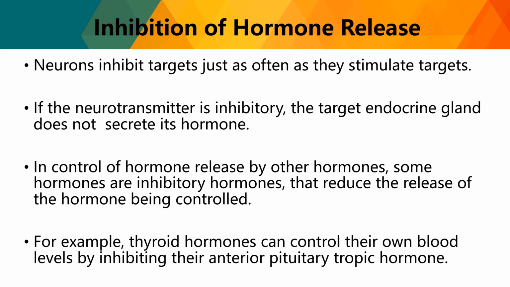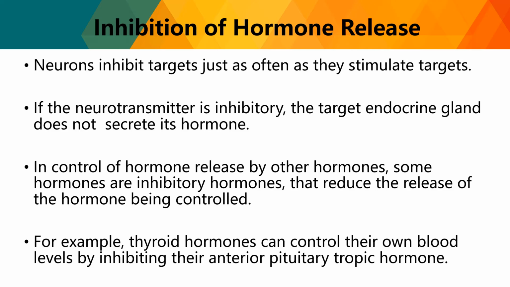So, paano naman if there is an inhibition of the hormone released by your neural stimuli? So, neurons inhibit targets just as often as they stimulate their targets. If the neurotransmitter is inhibitory, the target endocrine gland does not secrete its hormone. So, if the neurotransmitter is inhibitory, okay, hindi magre-respond si endocrine gland para mag-secrete ng hormone.